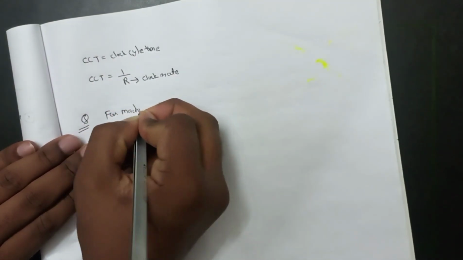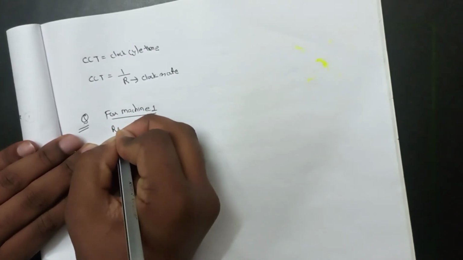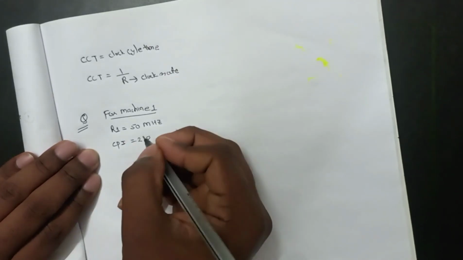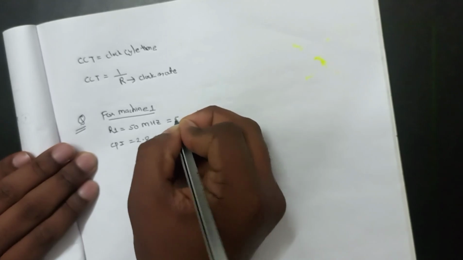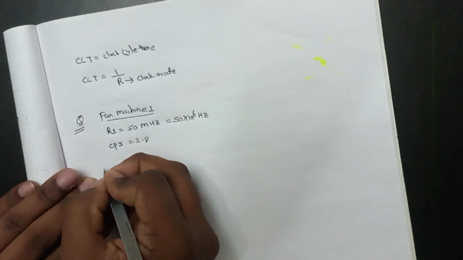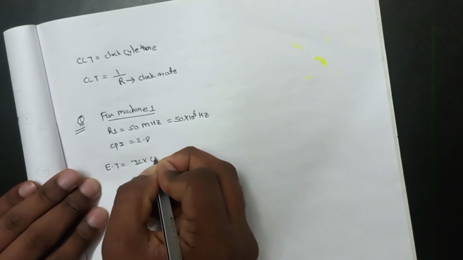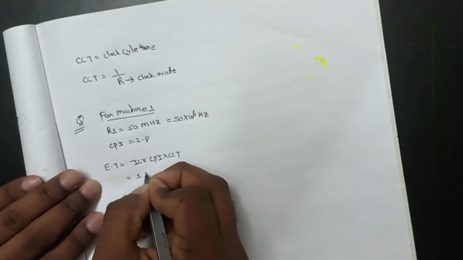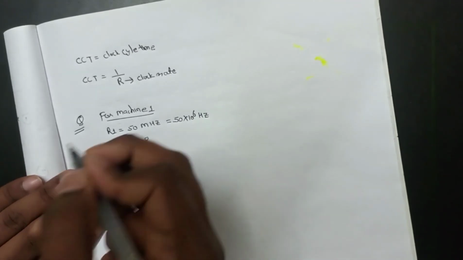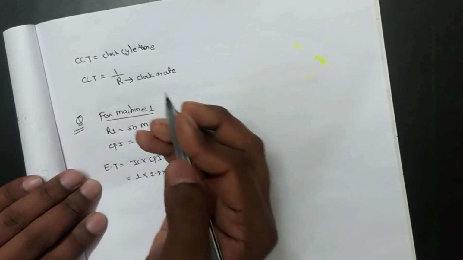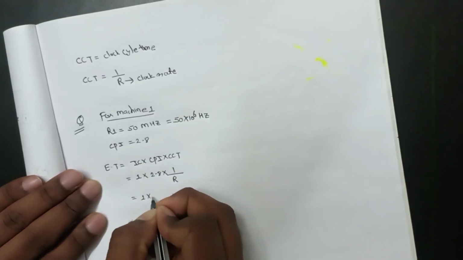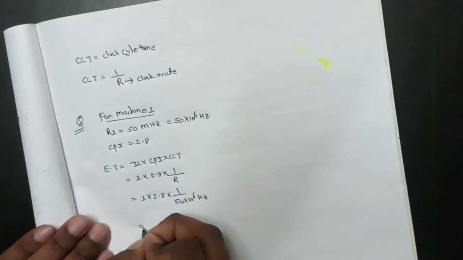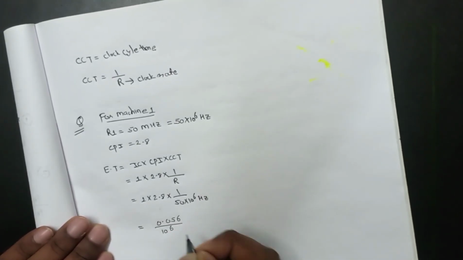For machine 1, clock rate R1 is 50 megahertz and CPI is 2.8. We have to change the megahertz into hertz, and we know that 50 into 10 to the power 6 is hertz. Then we know the formula: execution time ET is equal to IC into CPI into CCT. Here in this question also, IC is not given, so you can take IC equal to 1, and CPI is 2.8. Instead of CCT, the clock rate is given. We know that CCT is equal to 1 by R. Then 1 into 2.8 into 1 by R means 1 by 50 into 10 to the power 6 hertz. By solving this, we get 0.056 into 10 to the power 6.